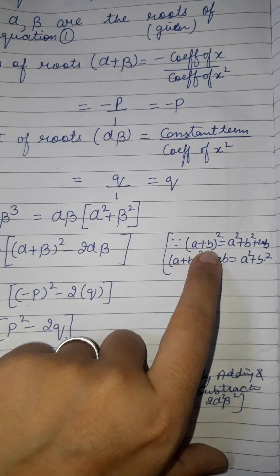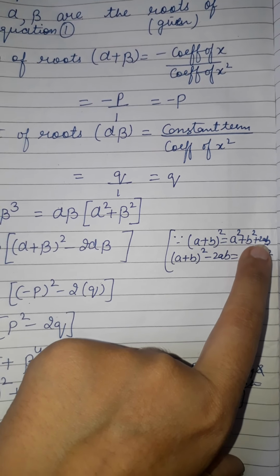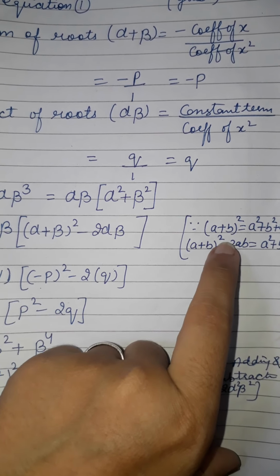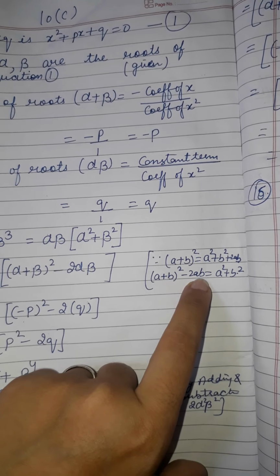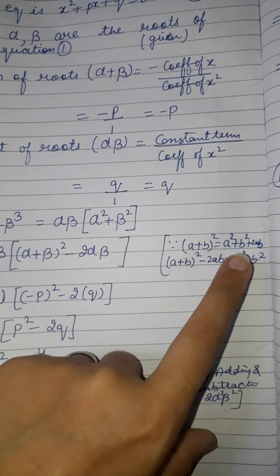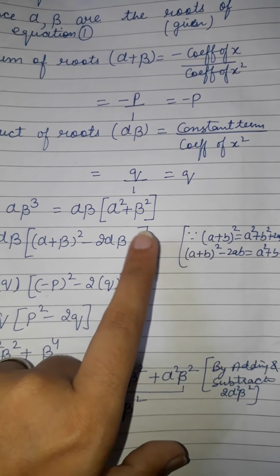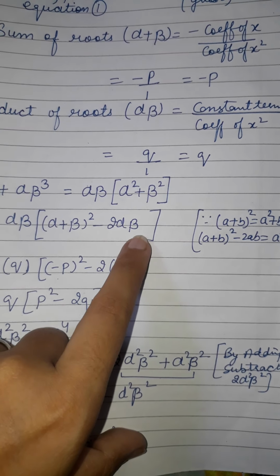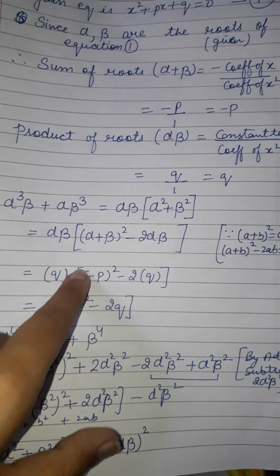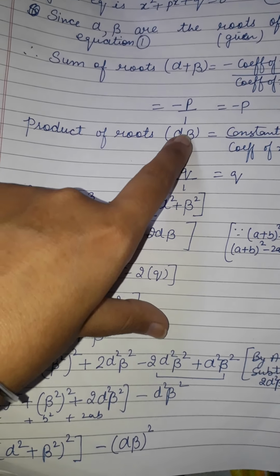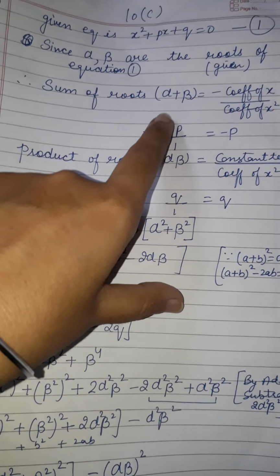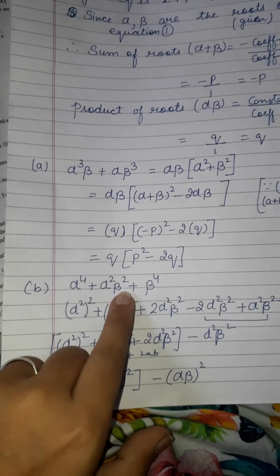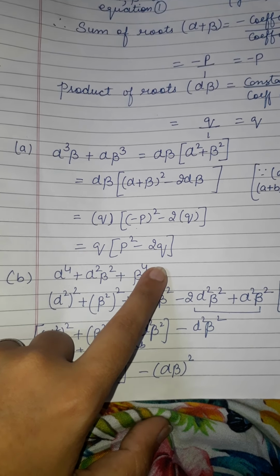You know very well, a plus b whole square is a square plus b square plus 2ab. From this you can find the value of a square plus b square, that is a plus b whole square minus 2ab. Comparing these two, we have the formula of alpha square plus beta square as alpha plus beta whole square minus 2 alpha beta. So now substitute the values. We have alpha into beta is q, alpha plus beta is minus p. So substitute their values and you will get the answer, that is q into p square minus 2q.